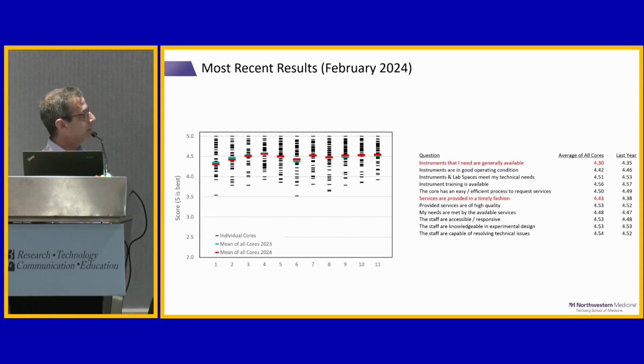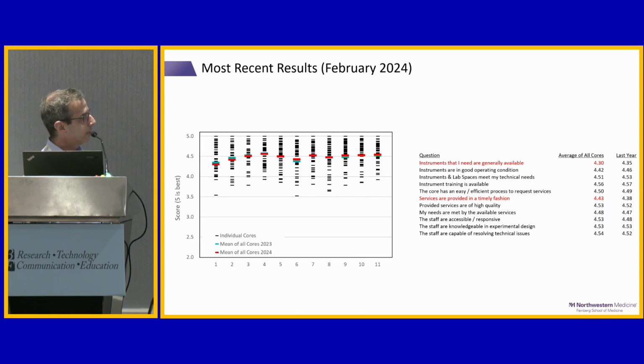And these are the results from our most recent survey. Just to give you some context here, the 11 questions are across the bottom. The black bars show the scores for an individual core on each of the questions. You can see that most of the cores score in the 4 to 5 range. We do have some laggards here. Obviously, these are the ones that we're concerned about. The mean of all cores for 2023 is in blue. In red is this year, so it hasn't changed too much from last year to this year.